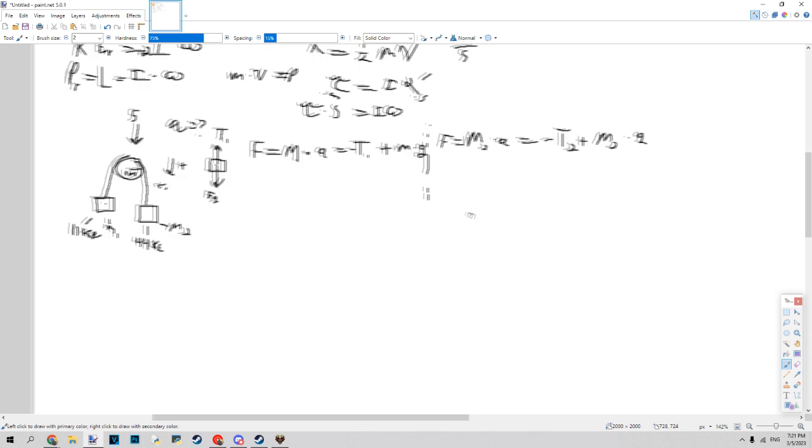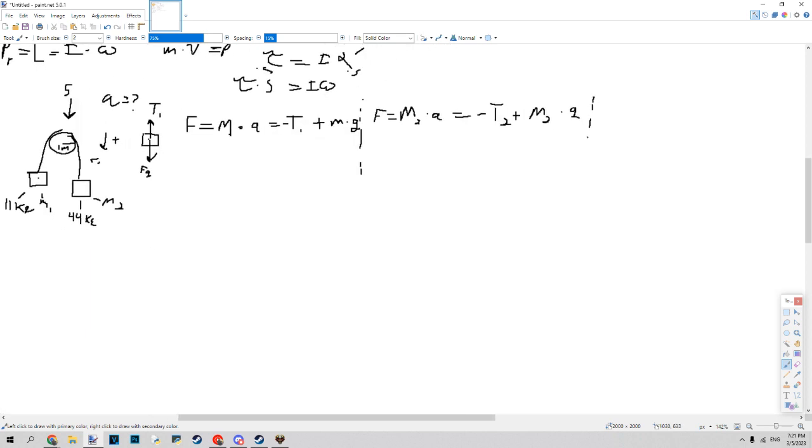For the third part, gotta zoom out even more. We know that the torque on this pulley here, it has tension 1 here and tension 2 here. That's all that's acting on this pulley. It's going to be equal to its moment of inertia times its angular acceleration, right? Torque equals I alpha. That's the rotational counterpart of F equals ma.